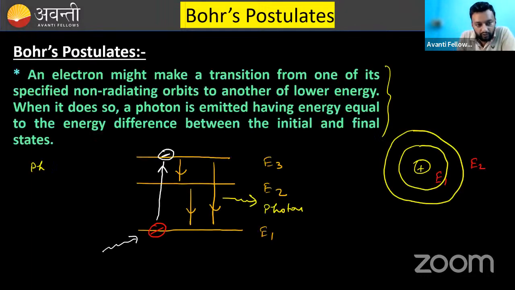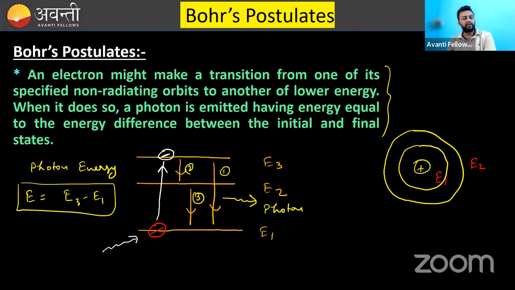I'm mentioning it here. This photon energy is given by the difference of the two orbits. That is, for example, this is transition 1, this is transition 2, this is transition 3. So energy is given by the difference of the energies. That is E3 minus E1.